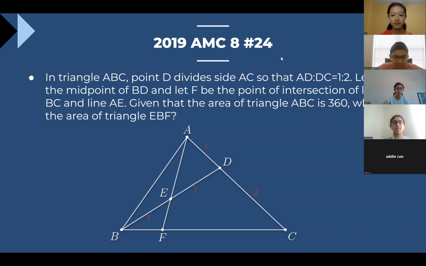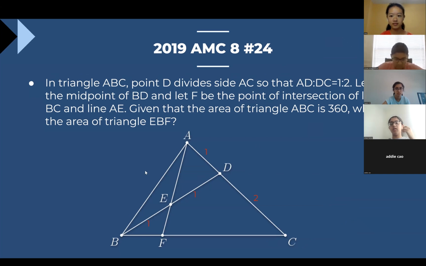Okay, so in triangle ABC, point D divides AC so that AD to DC is equal to 1 to 2. Let E be the midpoint of BD, and let F be the point of intersection of line BC and line AE. Given the area of triangle ABC is 360, what is the area of triangle EBF?